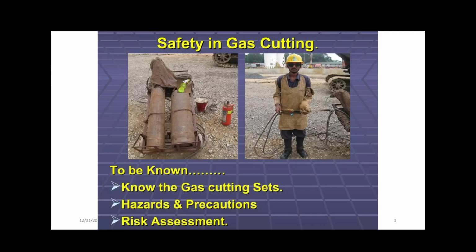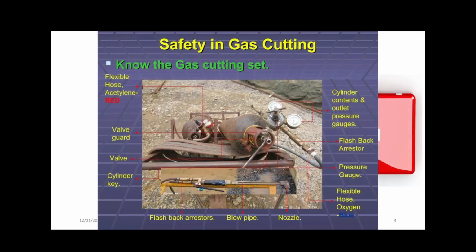So you need to know the gas cutting set, hazards and precautions, and then risk assessment. These are part of what you need to take note of anytime you are working in this kind of environment.